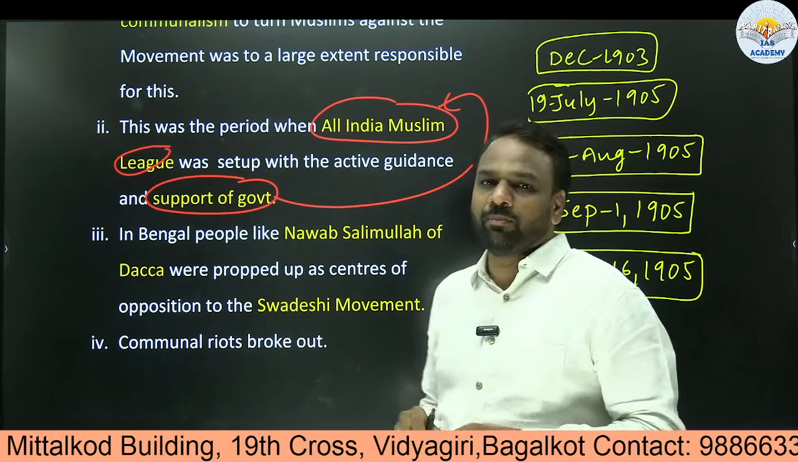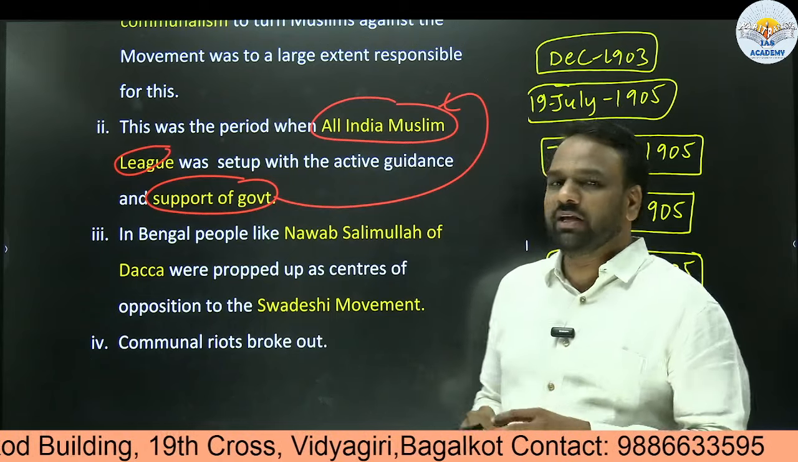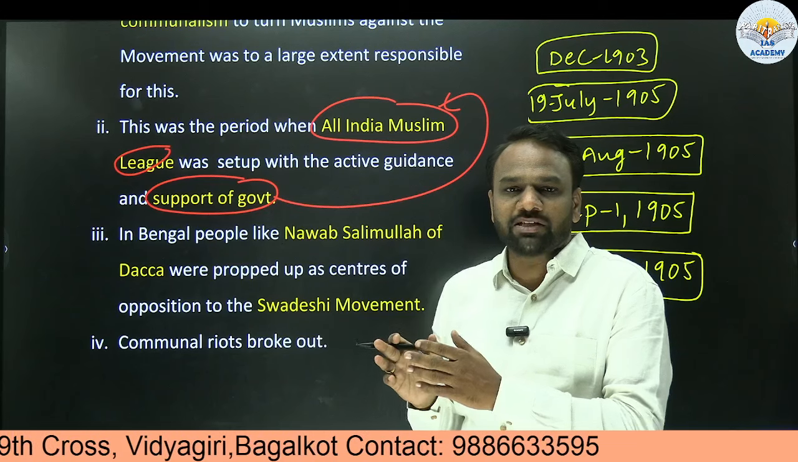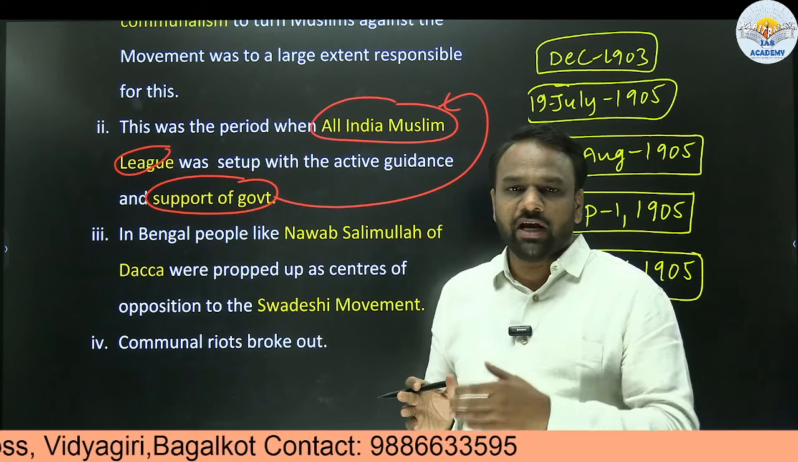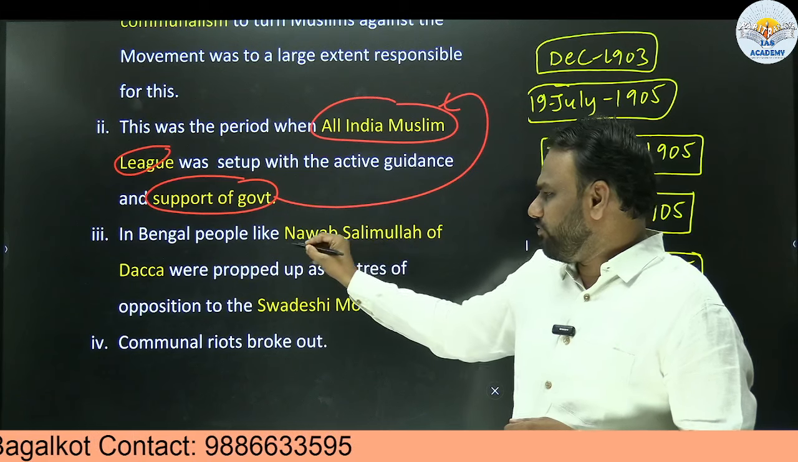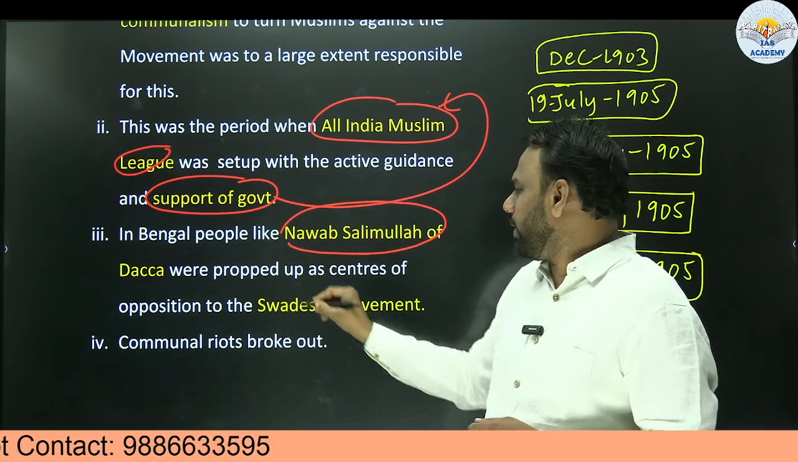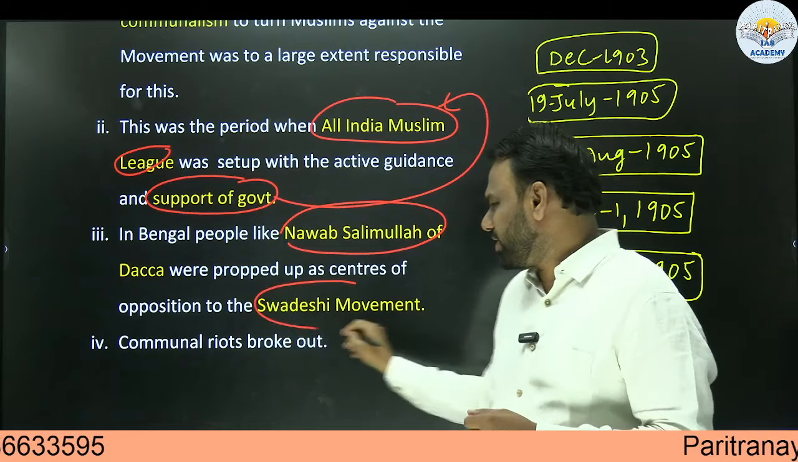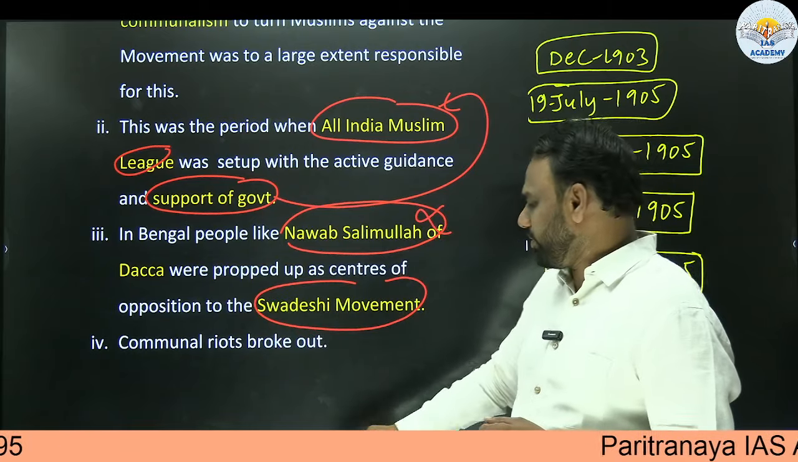The British government supported the formation of the All India Muslim League because the British thought that once this league was created, it could be used as a tool against the Congress and against the national movement. Next, there is one example. In Bengal, people like Nawab Salimullah of Dhaka were propped up as centers of opposition to the Swadeshi movement. So this particular example is not important.